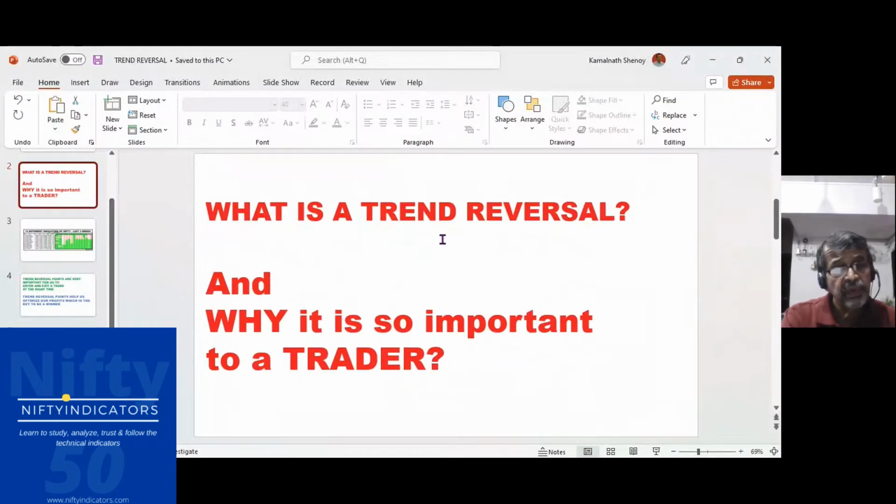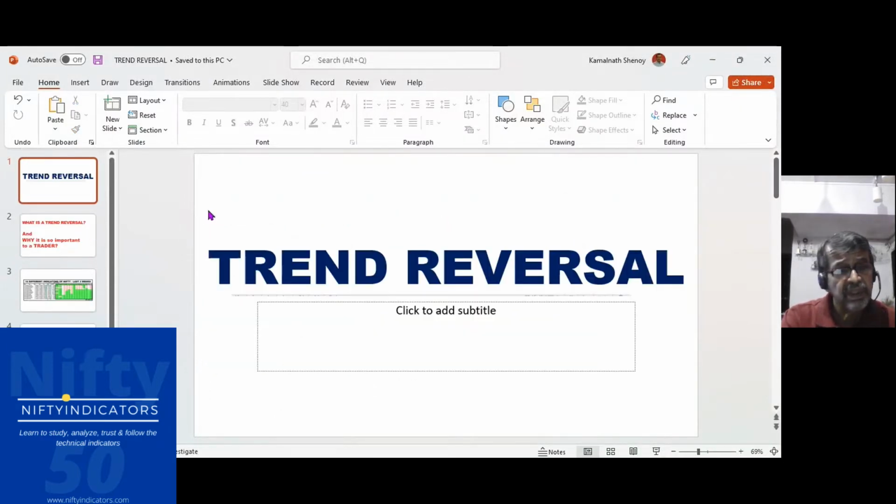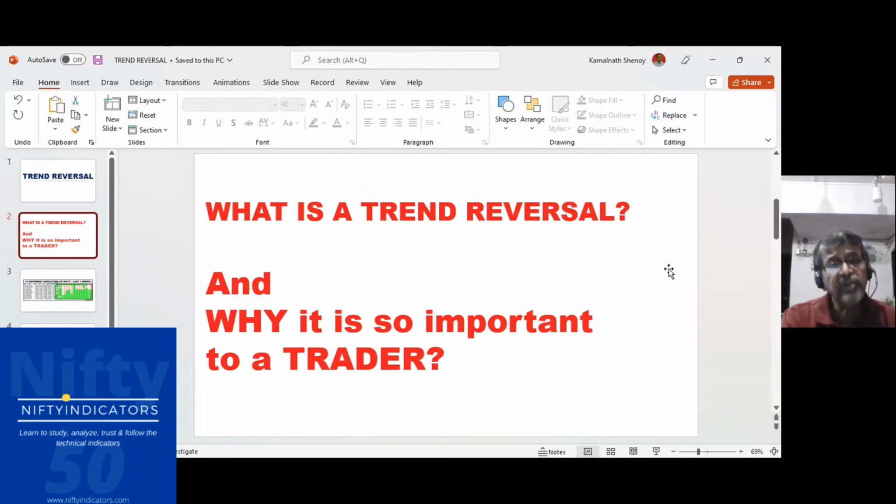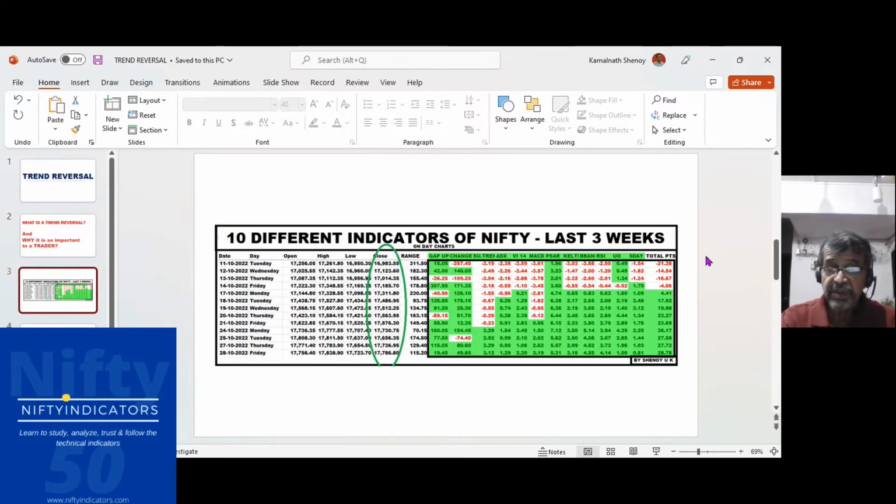So, the question is, what is a trend reversal and why is it so important to a trader? Because there are many indicators that give us signals to go long or short.